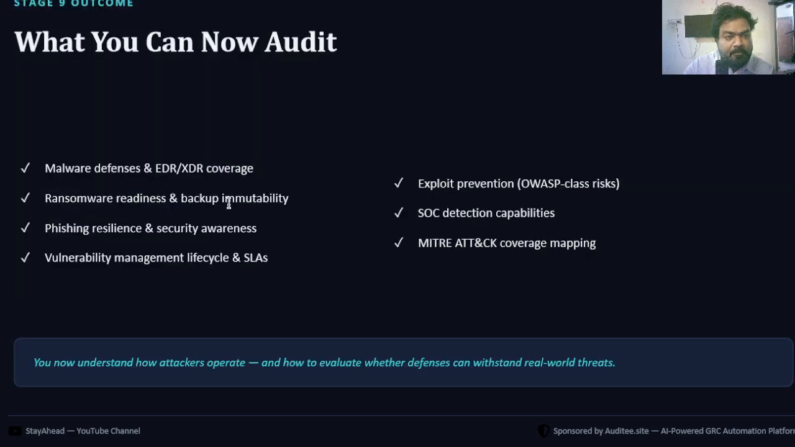Outcome recap. So let's recap what you can now audit: malware defenses and EDR or XDR coverage, ransomware readiness and backup immutability, phishing resilience and security awareness, the vulnerability management lifecycle and SLA compliance, exploit prevention against OWASP class risk, SOC detection capabilities, and MITRE ATT&CK coverage mapping. Put simply, you can now understand how attackers operate and how to evaluate whether an organization's defenses can actually withstand real world threats. That's a massive leveling up from where we started this series.